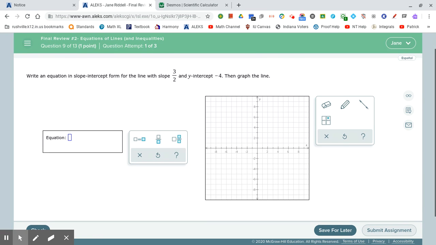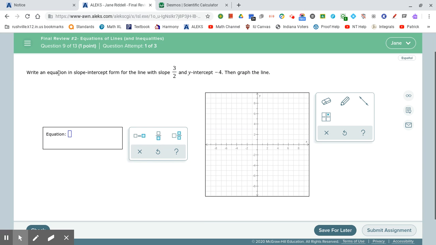For question number 9, it says write an equation. So we're getting back into equals. Notice that it has an equal sign, so I'm going to go ahead and first get my equal sign. That has a slope and a y-intercept. Because it has a slope and a y-intercept, I want to use slope-intercept form: y equals mx plus b. Now I need to plug in my values. My slope is 3 over 2, so instead of writing m, I'm going to replace that with 3 over 2.